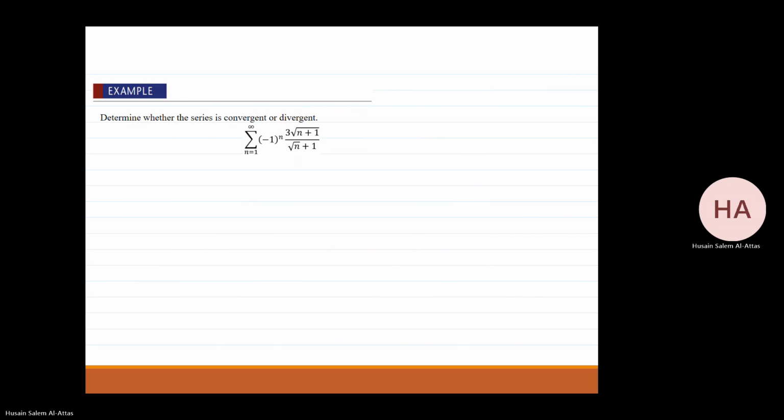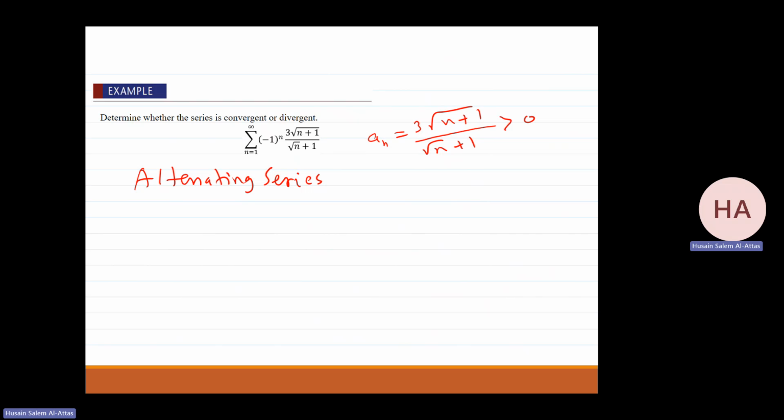What will be that? Is it alternating? Yes, it's alternating. An is this, which is positive. So it's an alternating series. Okay. Now what is an? This is my an. Check the limit of an as n goes to infinity.